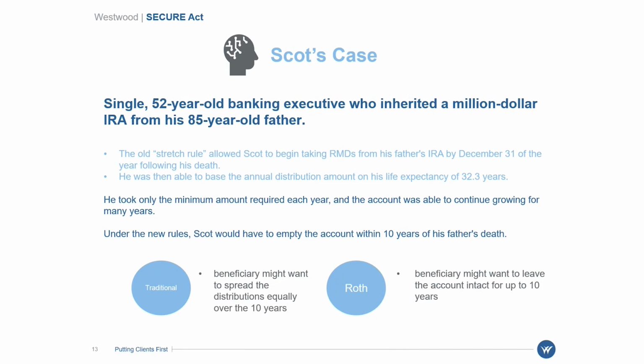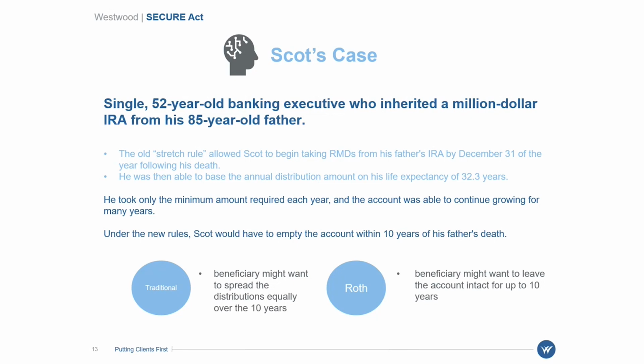So under the new rules, Scott would have to empty the account within 10 years of his father's death, rather than enjoying the 32.3 years of tax deferral that was based on his life expectancy. And the accelerated distributions combined with Scott's other income could push him into the highest income tax bracket, which may not have been the case under the old rule.